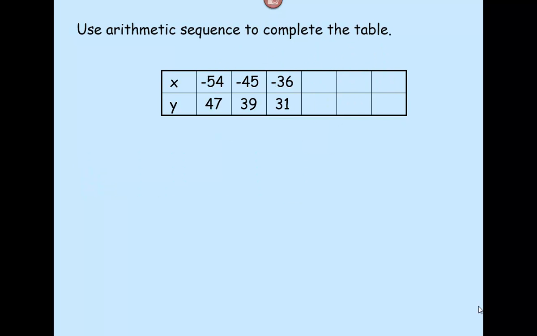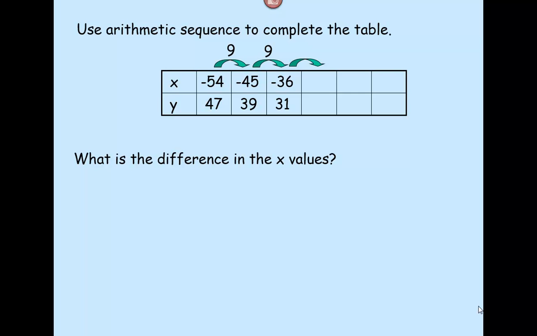Let's look at our last one. We have negative 54, negative 45, negative 36. We can see that the x value is changing by a positive 9 each time. So from negative 36, we're going to go to negative 27, to negative 18, to negative 9.